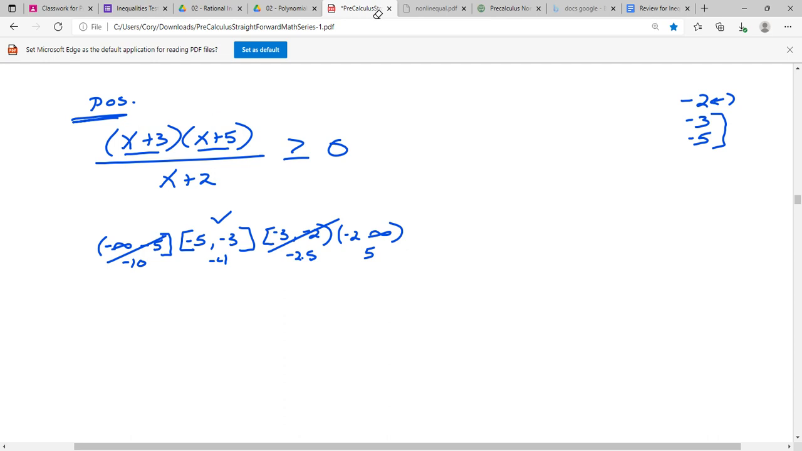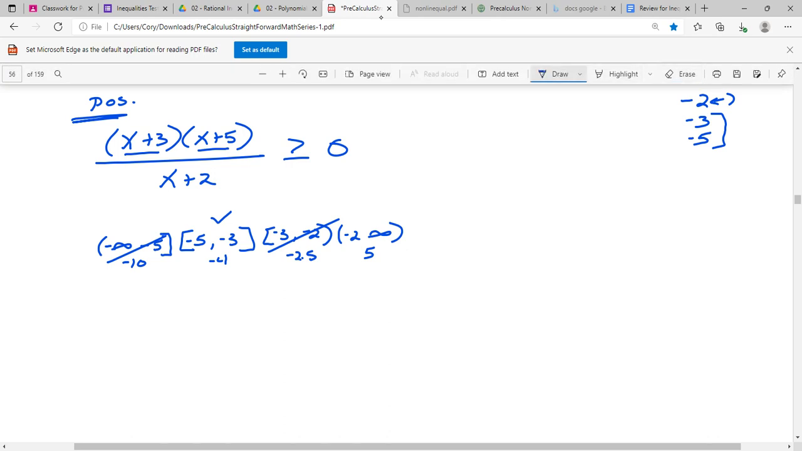Okay, next one is 5, and this is the last one. Alright, so 5 plus 3 would be 8. And then 5 plus 5 will be 10. That's going to be a positive 80 on top. And then 5 plus 2 would be 7. That's all positive, so that one does check out. So our answer is going to be negative infinity.